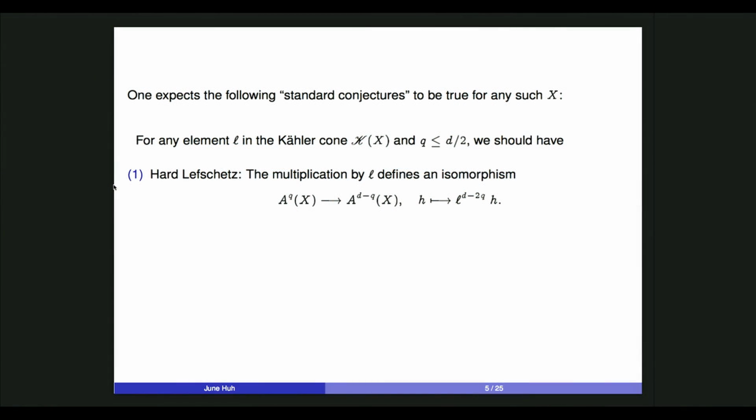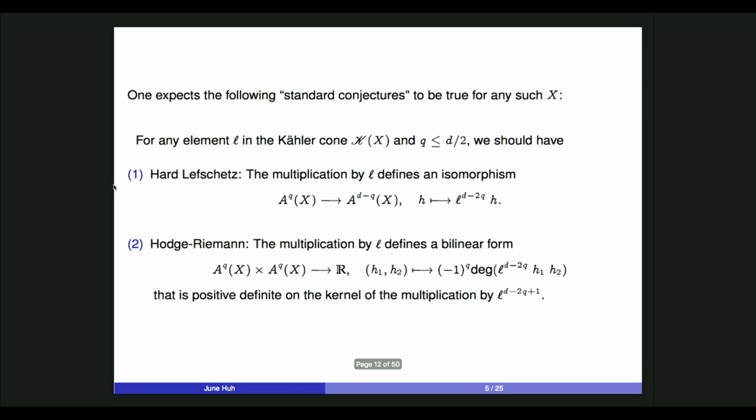So once you have found the correct object AX to look at, then you would immediately conjecture that the standard conjectures are true for your object X. This is maybe the whole point of constructing the correct object A. So in this format, the standard conjectures predict that for any element L inside your cone K, living inside the degree 1 graded piece A1, and for every index Q at most D over 2, you should have, firstly, an isomorphism from A to the Q to A to the D minus Q, obtained by repeatedly multiplying by L. Now my L is a degree 1 element in my algebra, so every time I multiply, I increase the degree by 1.